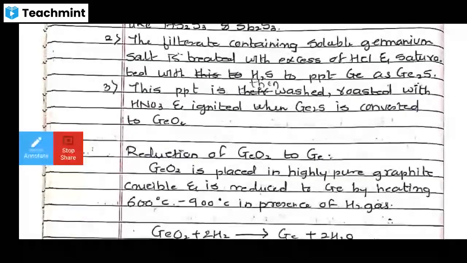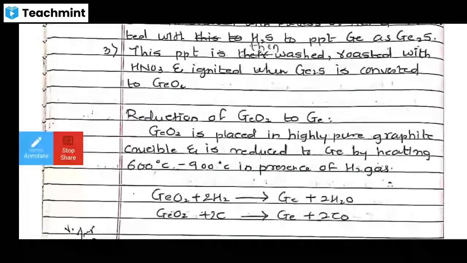Next step, the filtrate containing the soluble germanium salt is mixed with excess HCl and saturated with H2S, and a precipitate of germanium sulfide is obtained. This precipitate is then washed and roasted with nitric acid and ignited, and the germanium sulfide is converted into GeO2.